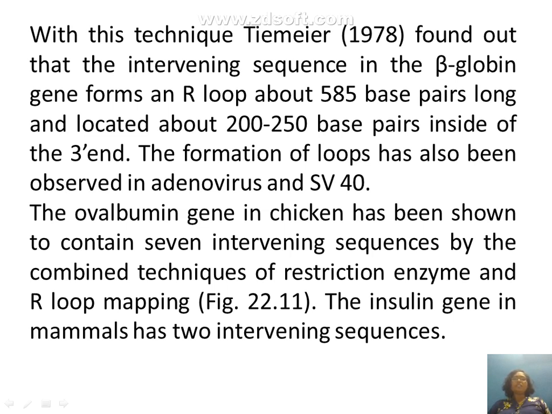So the ovalbumin gene in chicken has been shown to contain 7 intervening sequences. See, in the beta globin gene you have a single intervening sequence of about 200 to 250 base pairs inside the 3' end. And in the ovalbumin gene you have 7 intervening sequences. By the combined technique of restriction enzymes and R looping, this sequence of matching has been shown in a figure, which I will show you. The insulin gene in mammals has 2 intervening sequences.